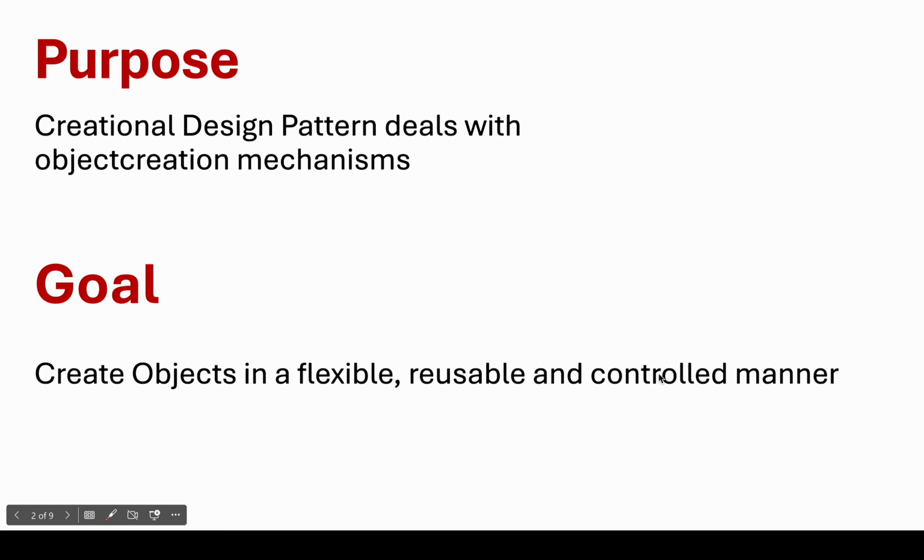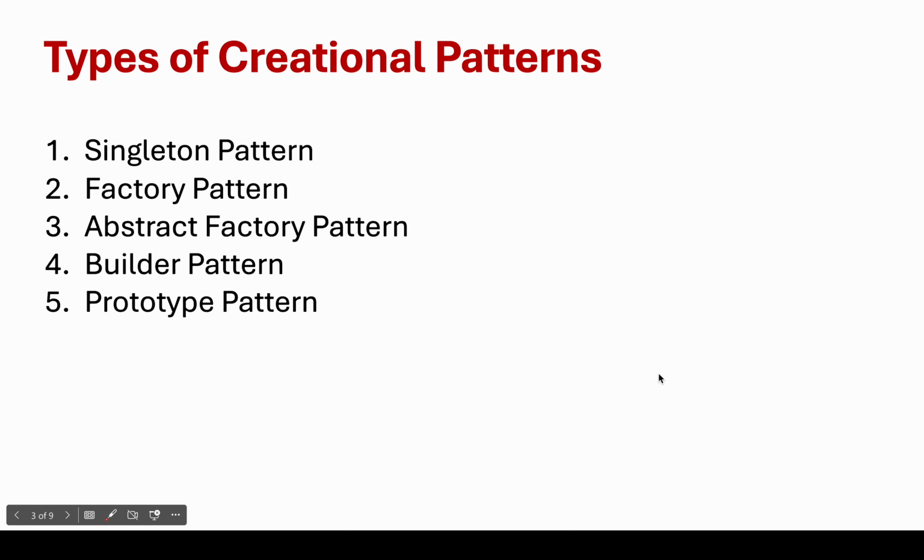So these patterns deal with object creation mechanisms. What is the main goal? To create objects in a very flexible, reusable and controlled manner. Now there are different types of creational patterns. I've already covered singleton, factory, and in this video we'll see what is abstract factory.